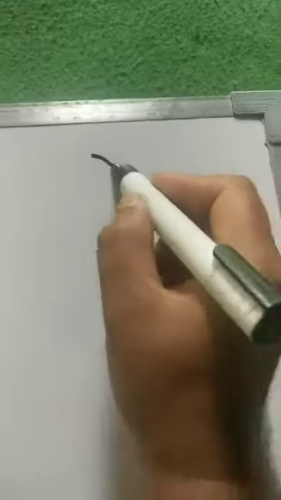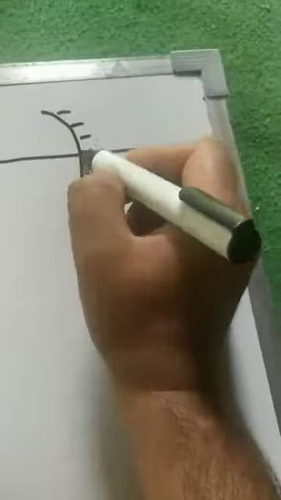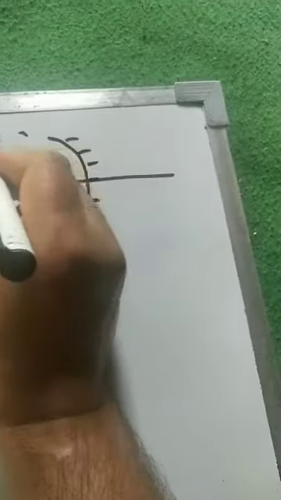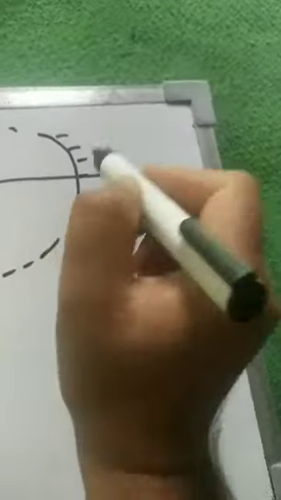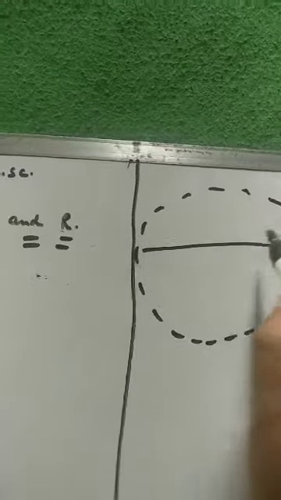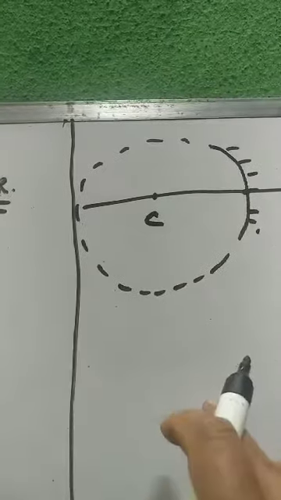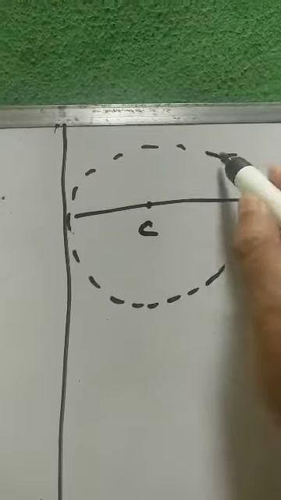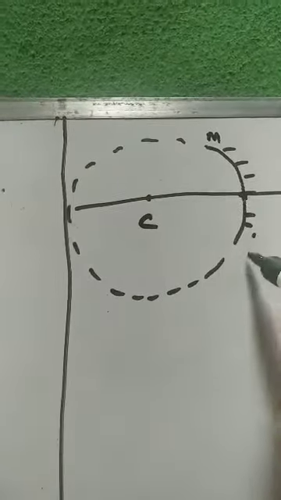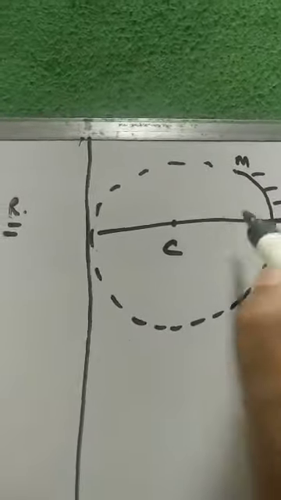Like this, I will draw here, okay. Here, if this is a concave mirror, this is part of this sphere, a hollow sphere. Okay. The center of this sphere is C. This is called the center of curvature, and this is the mirror, M M dash. Okay. M M dash is the aperture of this mirror.